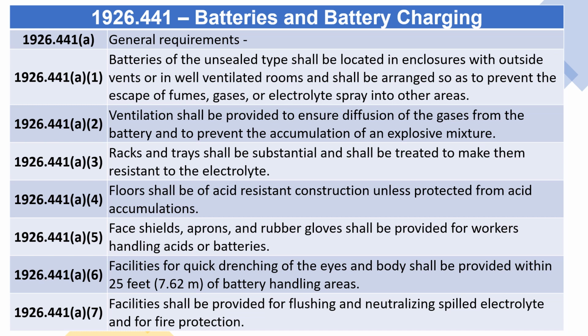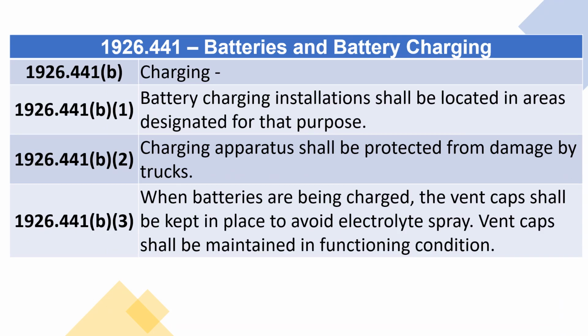1926.441(a)(7), facilities shall be provided for flushing and neutralizing spilled electrolyte and for fire protection. 1926.441(b), charging. 1926.441(b)(1), battery charging installations shall be located in areas designated for that purpose. 1926.441(b)(2), charging apparatus shall be protected from damage by trucks.